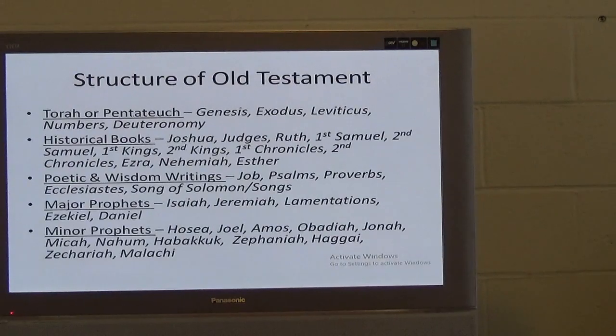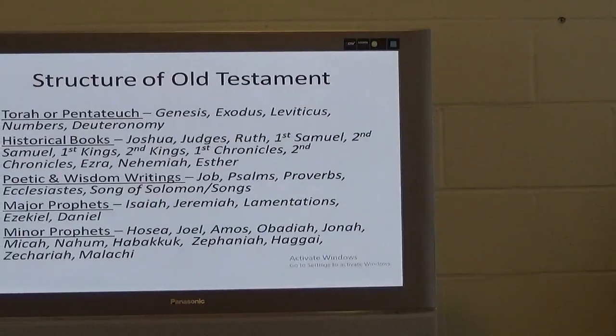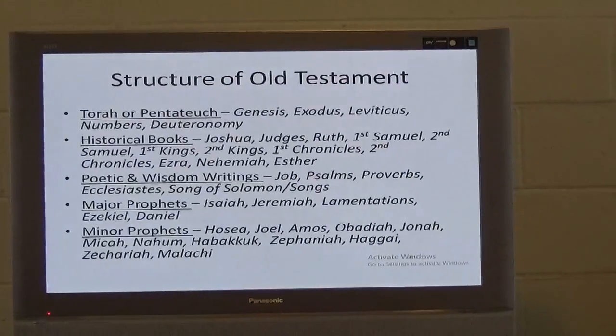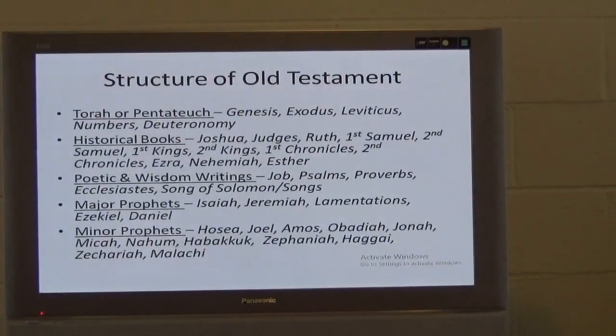Okay, the structure of the Old Testament. First of all, the Old Testament books are not in time order. They never were intended to be. The first 5 books are called the Torah or the Pentateuch. You've probably heard the word Torah before. That is Genesis, Exodus, Leviticus, Numbers, and Deuteronomy. Those are the books of the law.